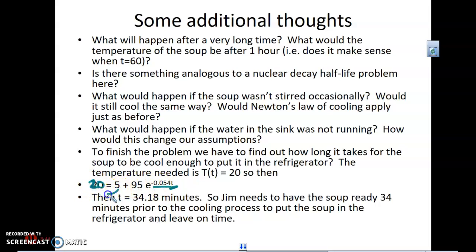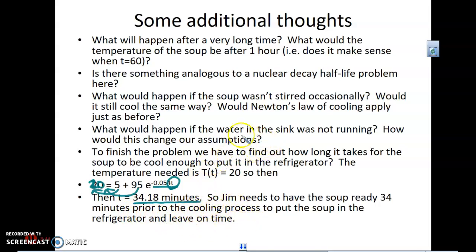And so again, you're going to subtract the 5, divide by the 95, take the natural log of both sides. In this case, you're going to divide by negative 0.054, and you're going to solve for time. So you should get, when you calculate that, 34.18 minutes. So basically what that means is that Jim's going to have that soup ready 34 or so minutes after he starts the cooling process. Put the soup in the sink, start stirring it, leaving the water running.